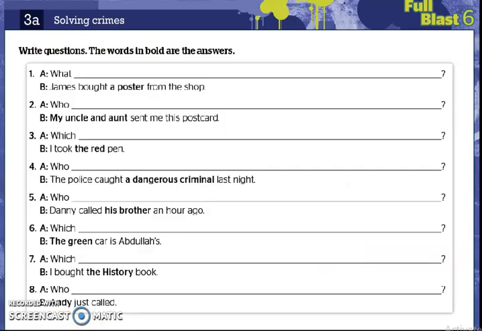Now let's answer the questions. Page 35. Write questions. The words in bold are the answers. Number 1. What blank? James bought the poster from the shop. Here we ask about the object. So we will use an auxiliary verb. What did James buy from the shop?